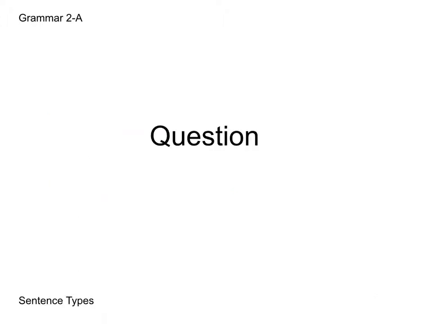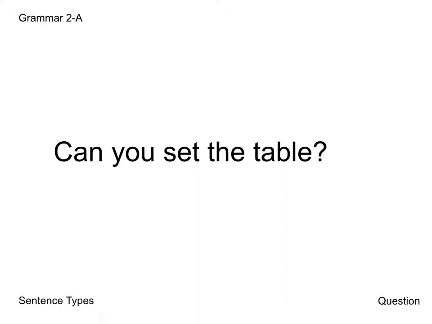Next, we have a question. Here we have the question, can you set the table? This is an asking sentence, but you can also see that with the subject and the verb provided, the verb is usually separated into 2 parts, the helping and the main verb, and that's separated by the subject. You will also know it as a question because it may start with what, where, who, how, and those types of words. Notice also that a question ends with a question mark.